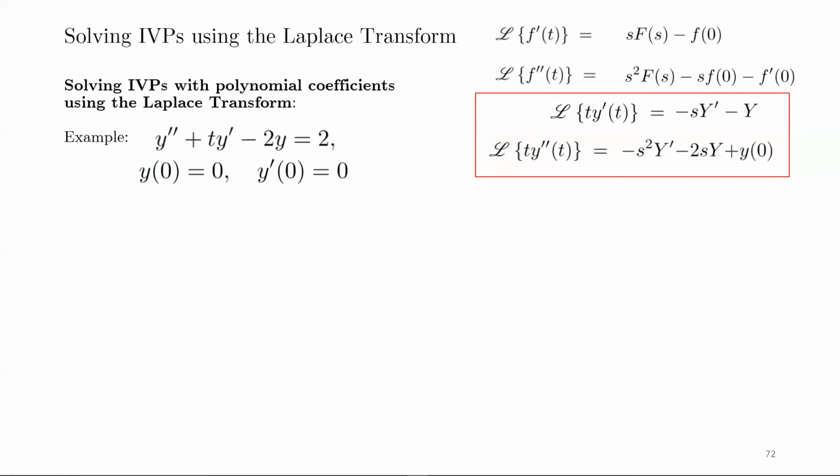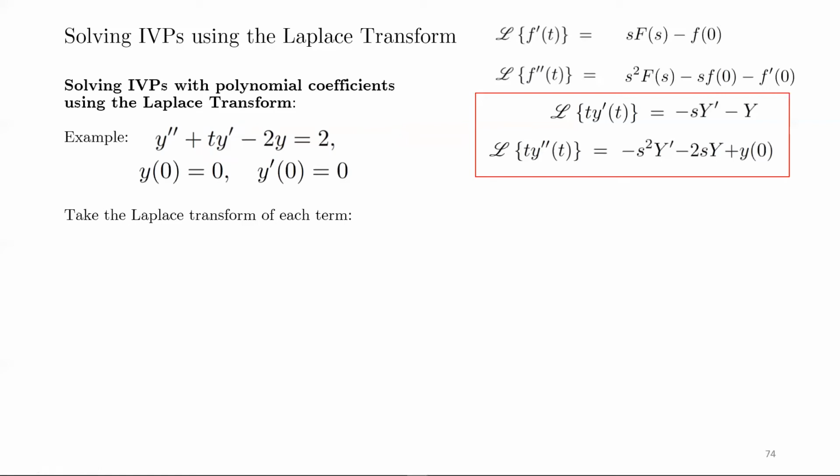So let's look at an example here. So we have an initial value problem here. Well, the initial conditions are nice and easy. y of 0 equals 0. y prime of 0 equals 0. Okay, and the ODE associated with this initial value problem is y double prime plus t times y prime minus 2y equals some non-homogeneous term, equals 2 here. So the thing that's different and that we have not been able to solve using any other method we've learned in this class is that our y prime term here is multiplied by this polynomial t.